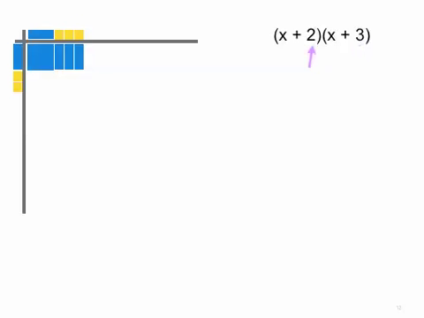Next step will be inside. 2 times x will give us 2x. And the final one will be the last, 2 times 3, which of course will give us 6. And our final answer will be x squared plus 5x plus 6.